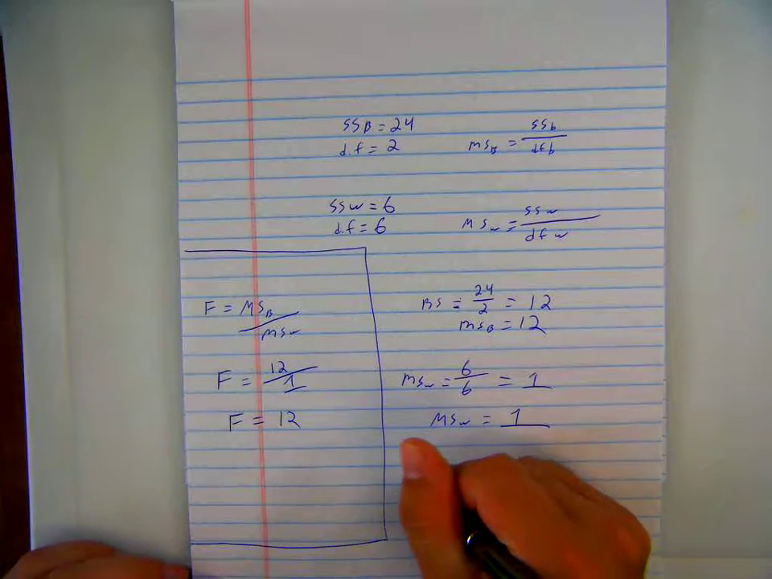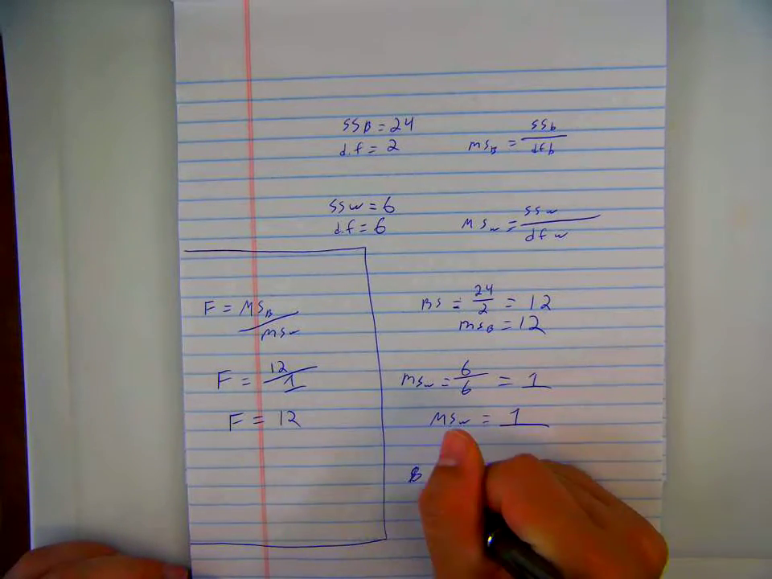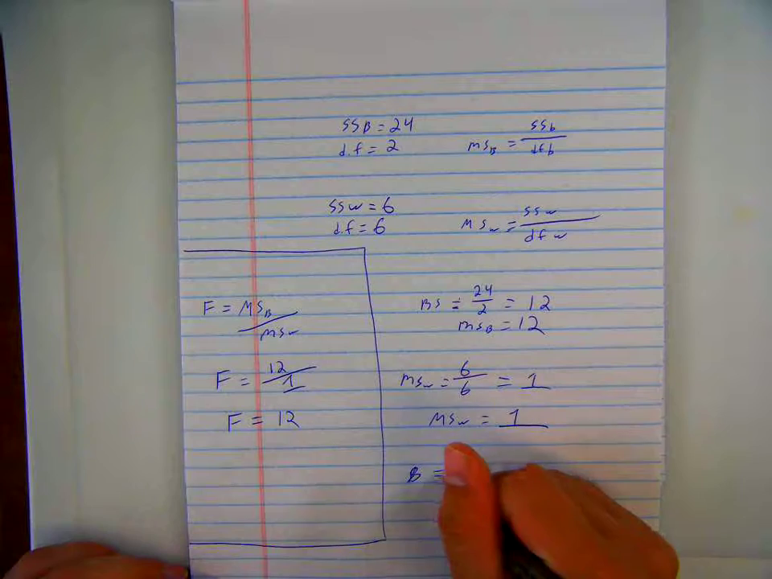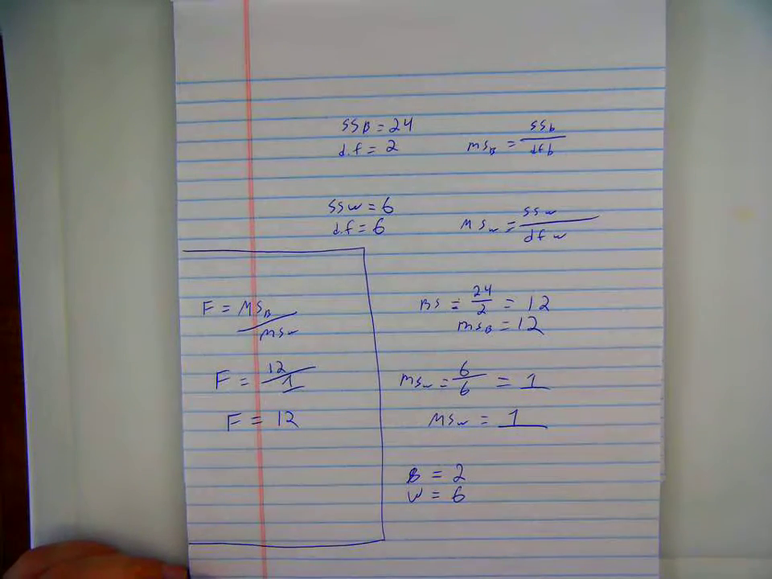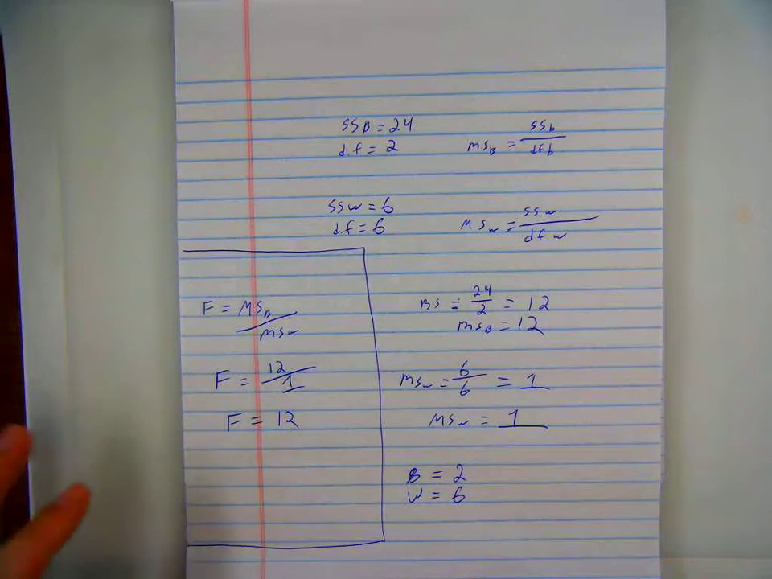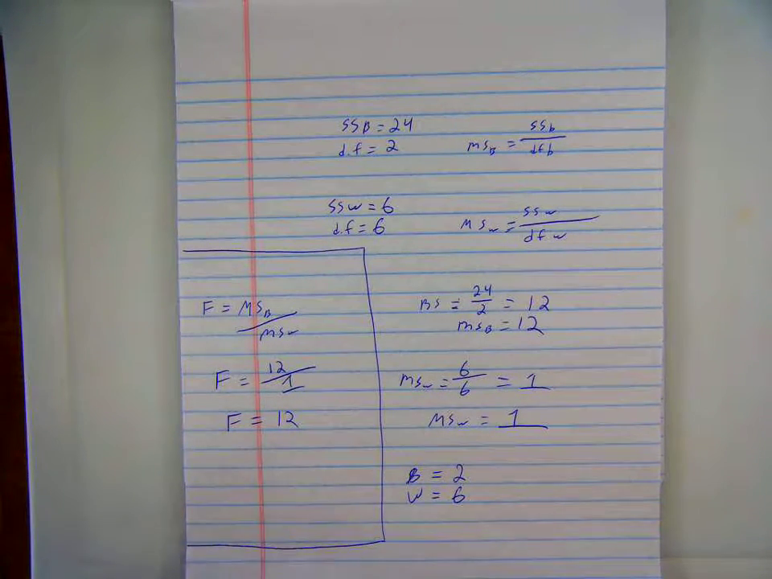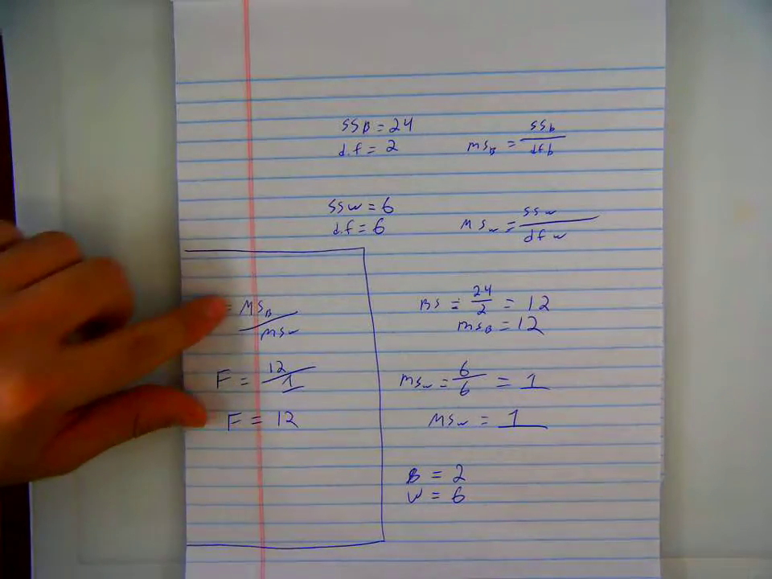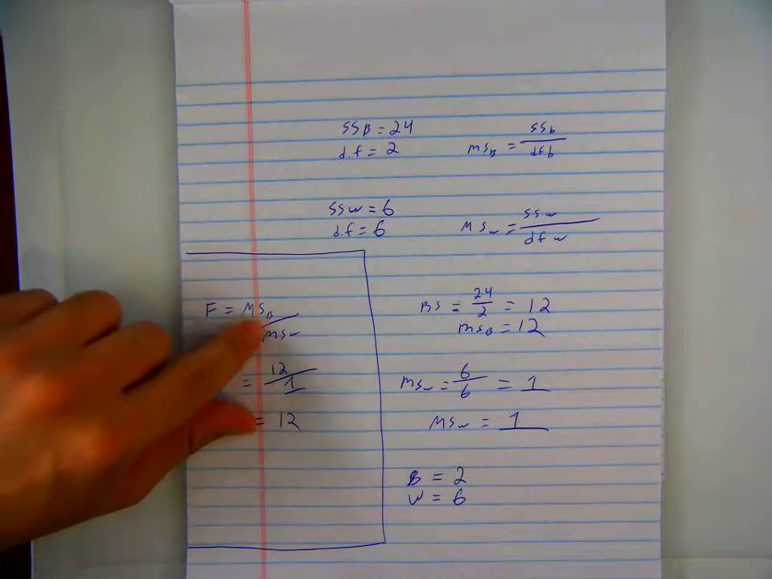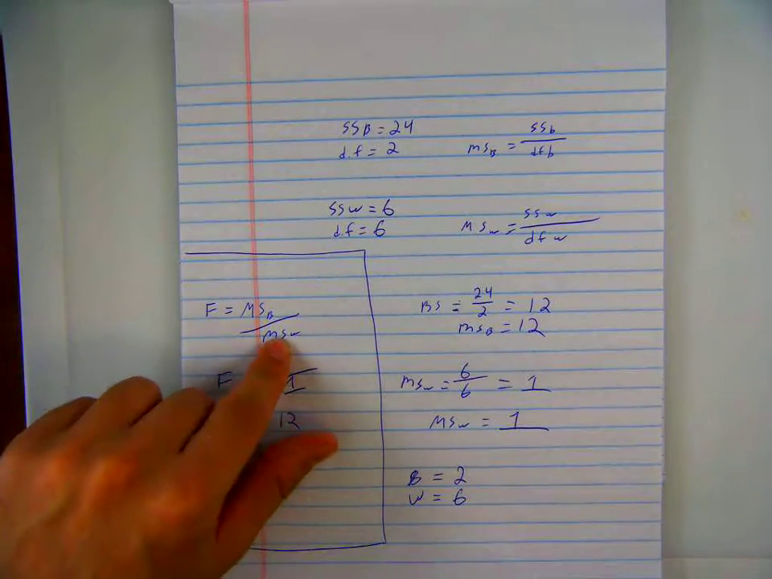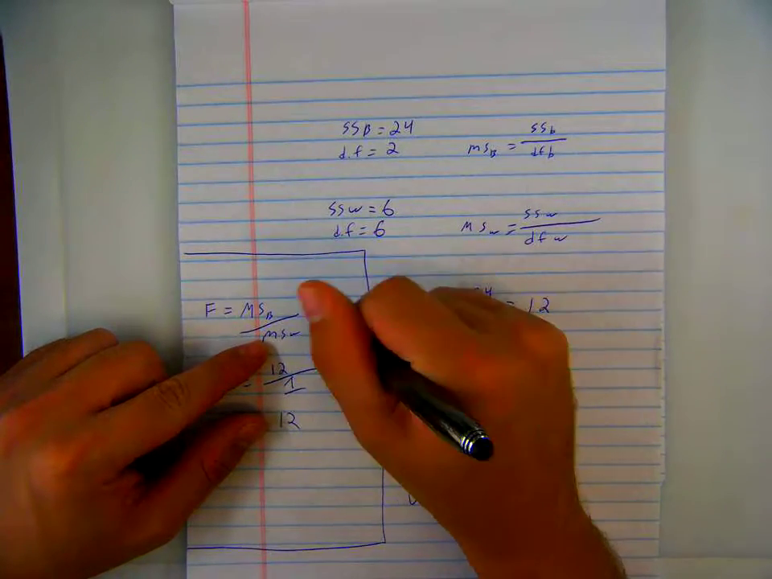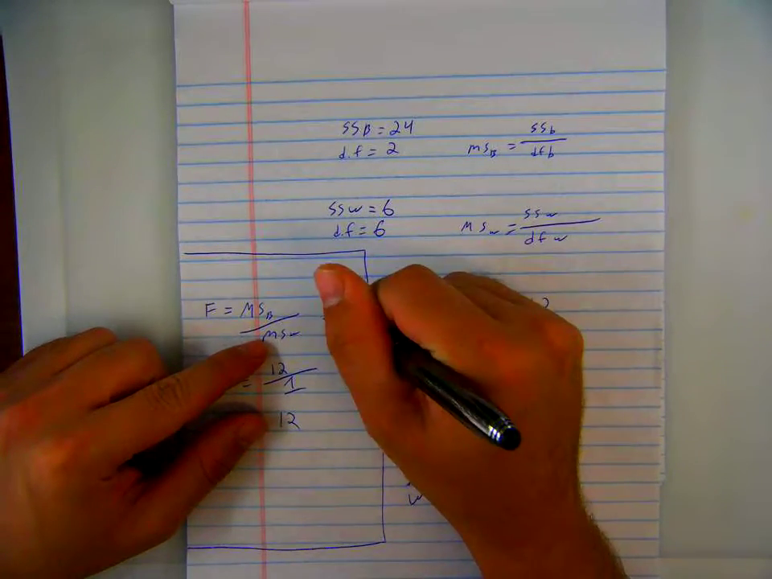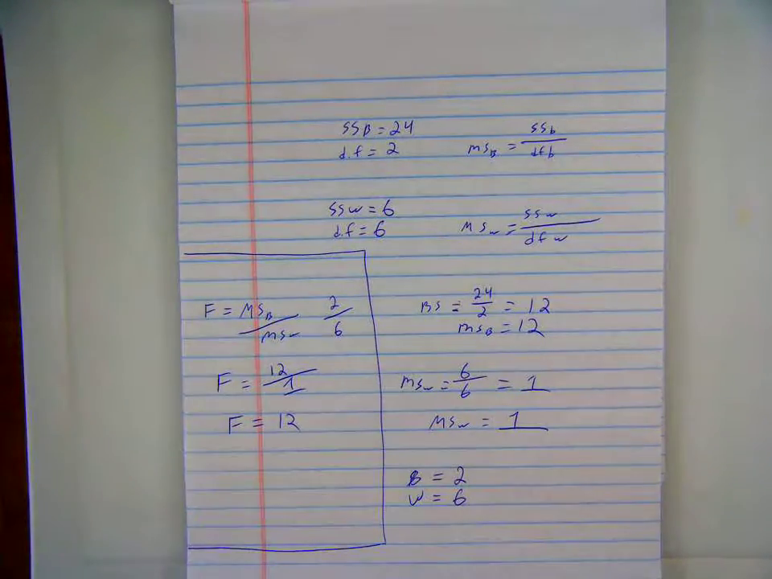First of all, we remember our between degrees of freedom was 2, and our within degrees of freedom was 6. Now, to read the table, we need to know the numerator degrees of freedom and the denominator degrees of freedom. So in this case, for F, our numerator is between and our denominator is within. This is always going to be true. So our denominator is 6 and our numerator is 2. So now let's take a look at the table.